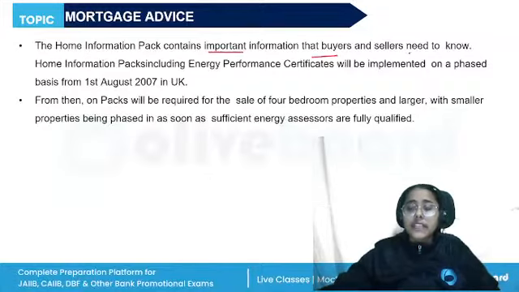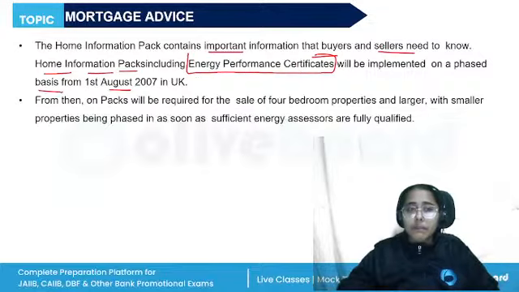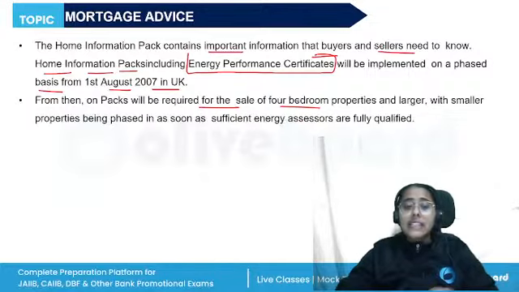One such important thing is the home information pack, which contains important information that buyers and sellers need to know. It has been implemented in the UK and includes the energy information certificates, implemented on a phased basis from 1st August 2007. From then on, the packs are required for the sale of 4-bedroom properties, smaller properties, and so on. This idea can be used by Indian brokers as well, to give a clearer idea.